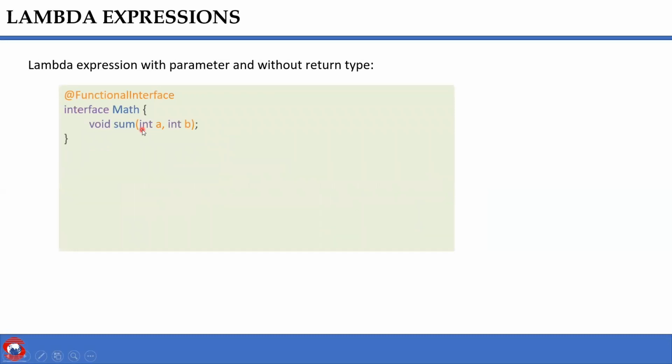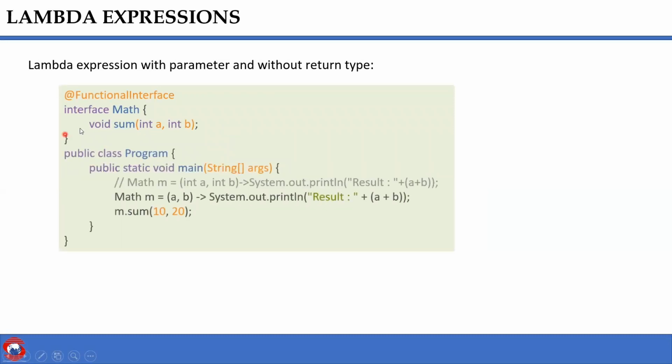This is a lambda expression with parameter and without return type. Here Math is a functional interface which contains a single abstract method, sum, and here this is the lambda expression which is representing the implementation of this particular functional method, which has two parameters. That is why here we need to define two input parameters, and this is the lambda body.